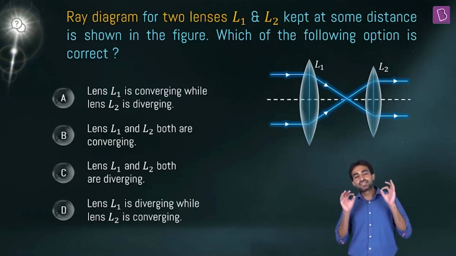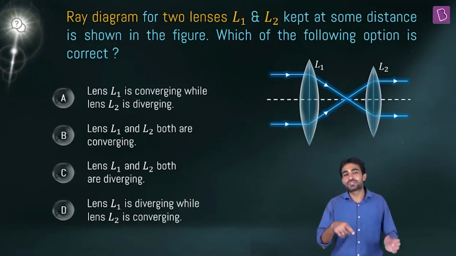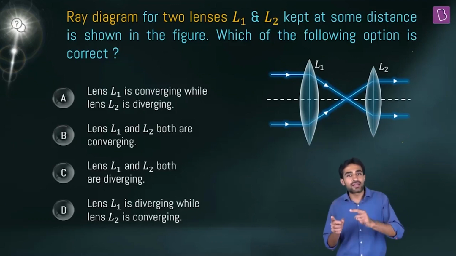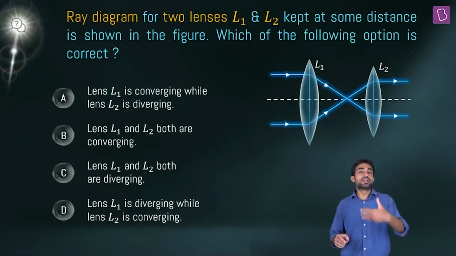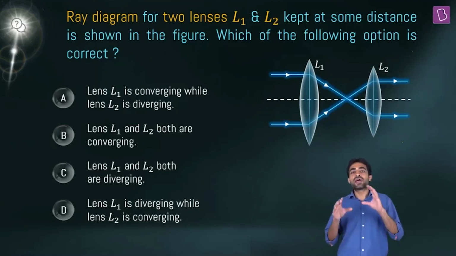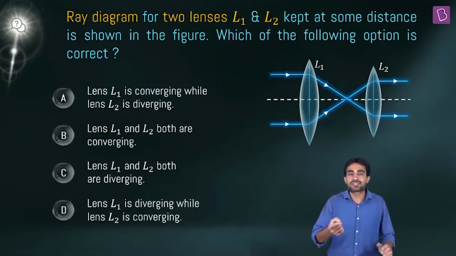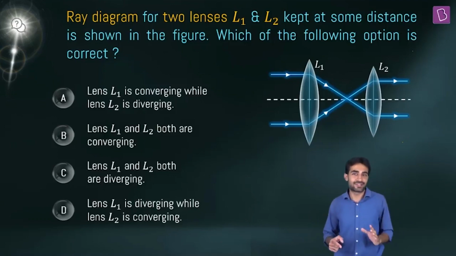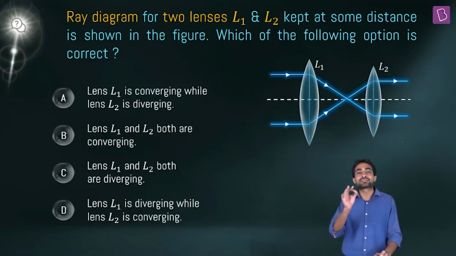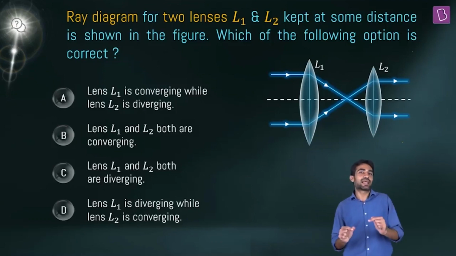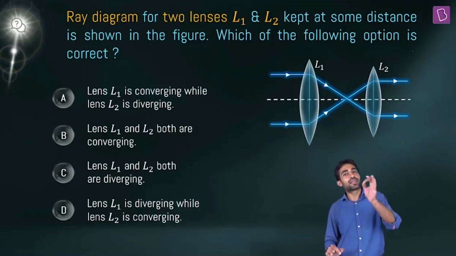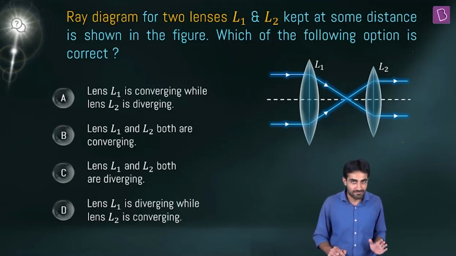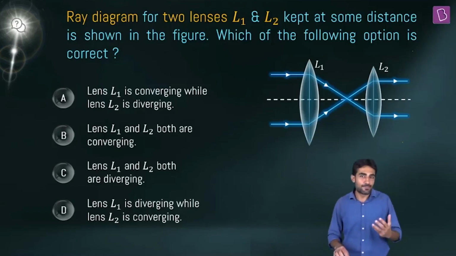Very simple. Just look at the incident ray direction, just look at the refracted light direction, and then determine carefully whether the refraction caused the light rays to bend towards the principal axis or away from the principal axis. If the refraction caused the light rays to bend towards the principal axis, then the nature of the lens will be converging, otherwise diverging. Now let me show you an example.